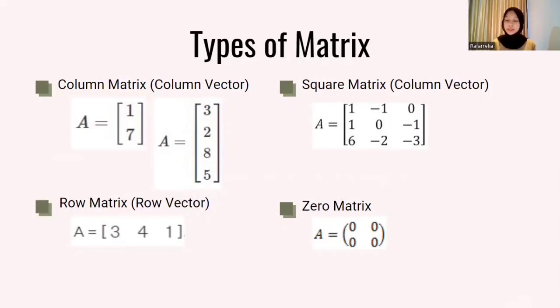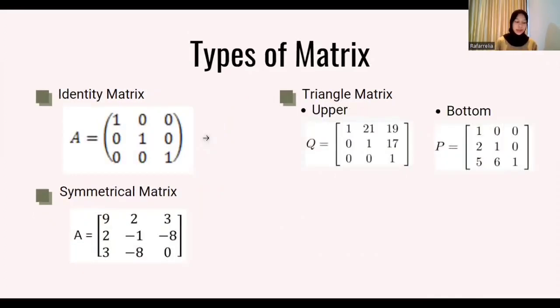Third, square matrix. A square matrix is a matrix with the same number of rows and columns. So if the rows of the matrix consist of 2, the columns will also consist of 2. But if the rows consist of 3, the columns will also consist of 3. Fourth, zero matrix. A zero matrix is a matrix that has all the elements equal to 0. Fifth, identity matrix. An identity matrix is a square matrix of any order which contains on its main diagonal elements with value of 1, while the rest of the matrix elements are equal to 0.